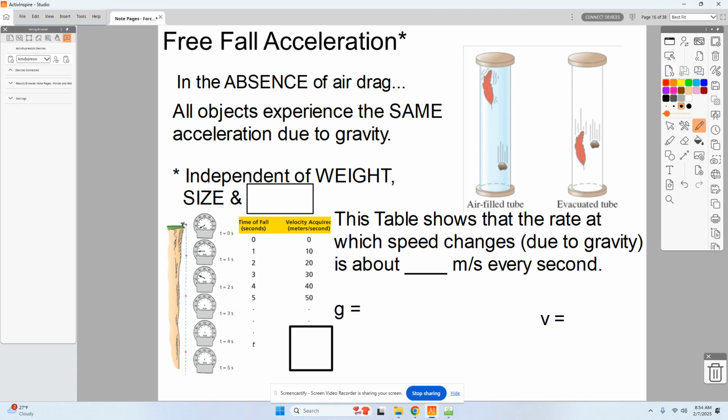It's independent of the size. It's independent of the shape if there's no air drag. Now, we always see air drag acting on objects, so we don't observe this unless we have a specialized condition. This one is sort of hard to do without having a vacuum chamber and stuff like that. So I'm going to show you a video of this.